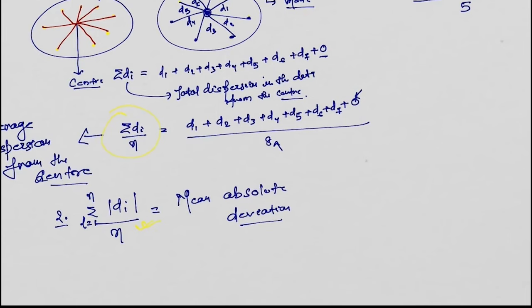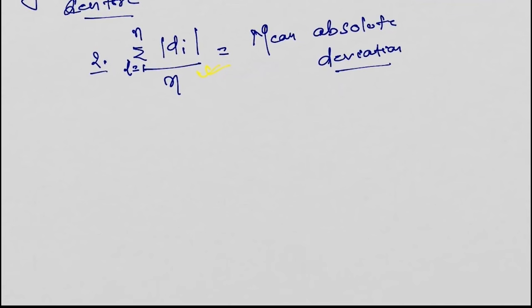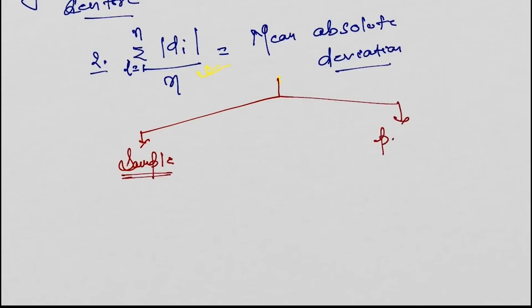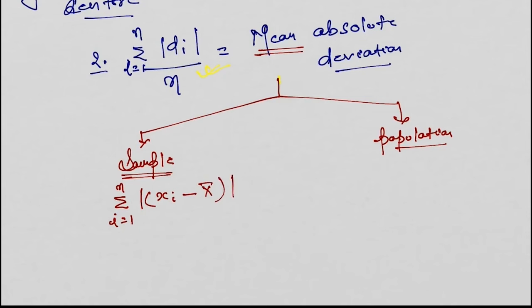We'll use this formula. Now there are different notations for this formula depending upon population and sample. Because the formula says it is a mean absolute deviation, you should understand it is calibrating the center with the help of mean. You do not have to worry about whether to calculate it with mean, median or mode. It is always the mean. So the formula for the sample is the modulus of xi minus x bar, upon n.